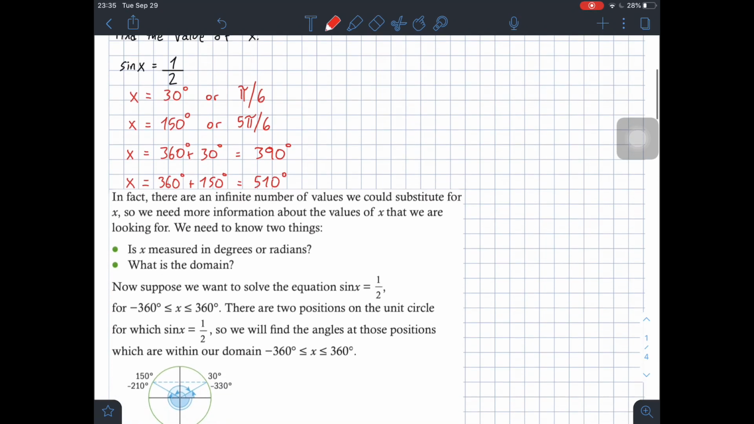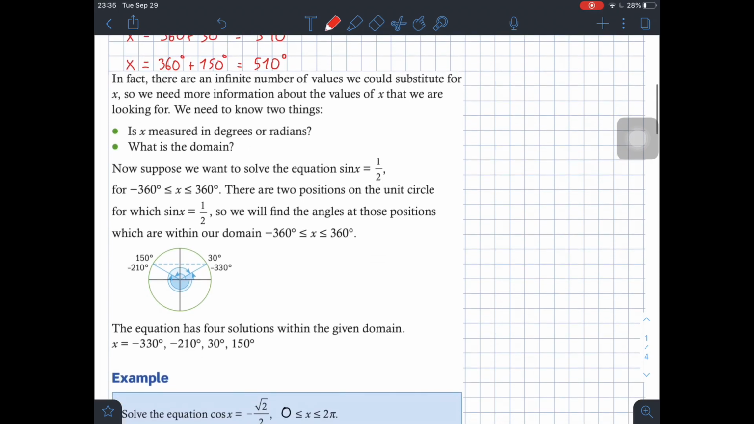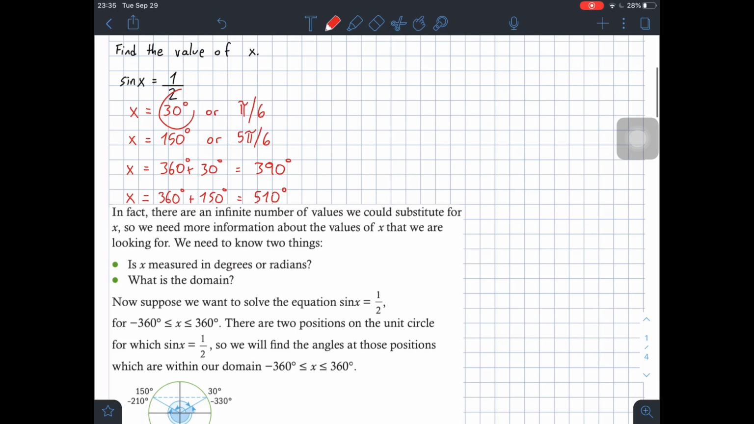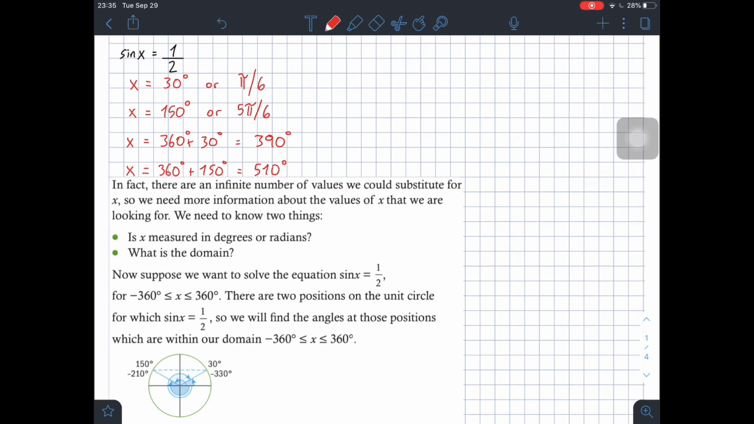So this is an important part. It says, in fact, there are an infinite number of values we could substitute for x, so we need more information about the values of x that we are looking for. We need to know two things. Number one, is x measured in degrees or in radians? You see that we had angles in degrees or in radians. So the first thing is, is x determined in degrees or in radians in a specific exercise?